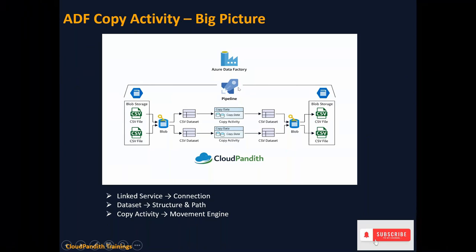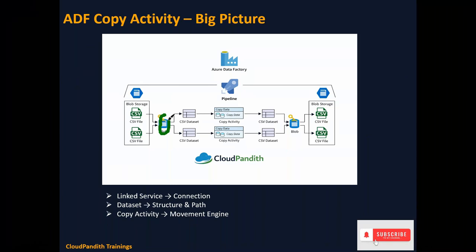So I think we are very good. Let's understand how copy activity works internally. Here you are seeing linked services. These linked services define the connection information to data stores. See here, this linked service is connecting to the source. This linked service is connecting to the destination system. Next, we have datasets. Datasets define the structure and the location of the data. So the source dataset points to the source storage account folder.